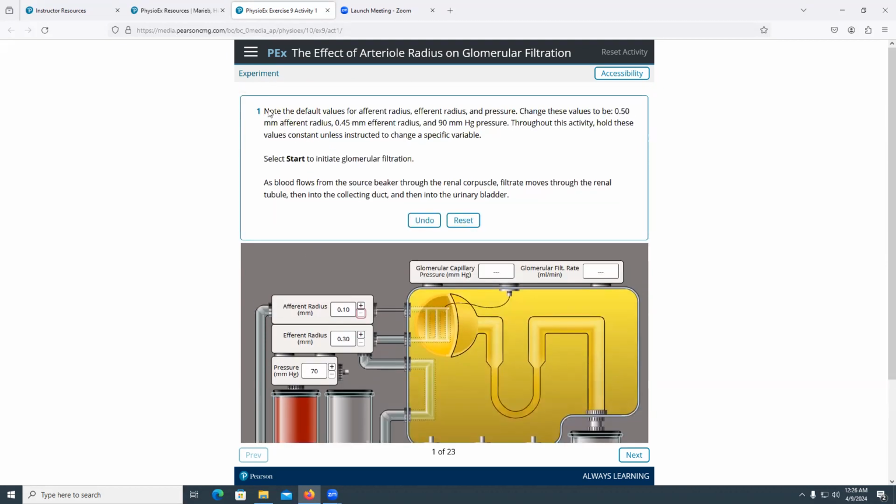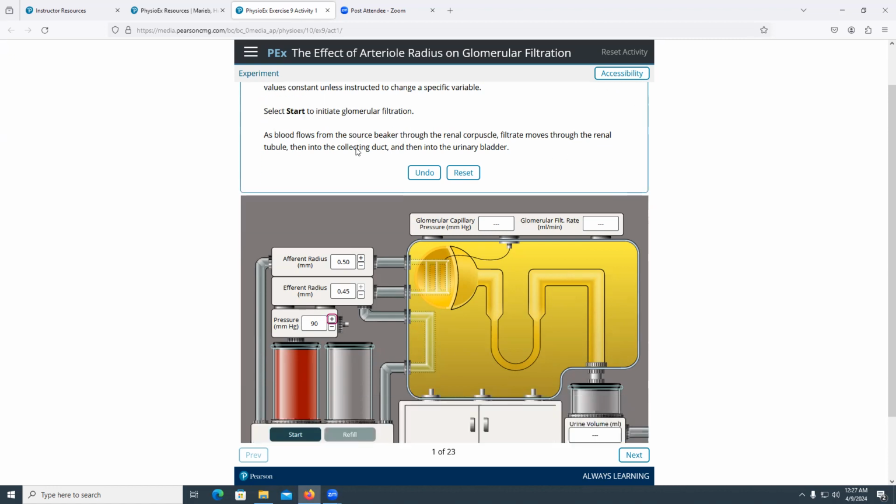So let's begin. It says to note the default values for afferent radius, efferent radius, and pressure. Change these values to be 0.5 millimeters afferent radius, 0.45 efferent radius, and 90 millimeters of mercury pressure. Throughout this activity, hold these values constant unless instructed to change a specific variable. So select start to begin the glomerular filtration.